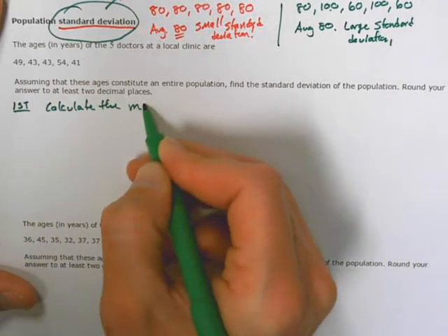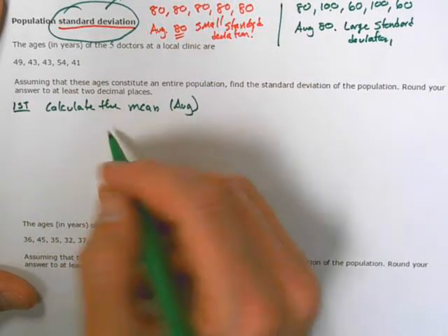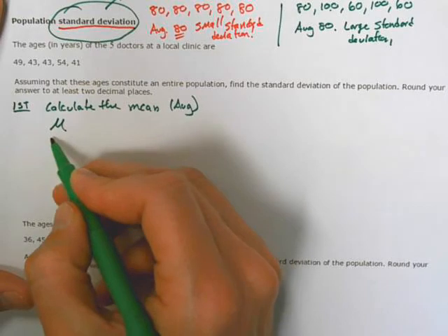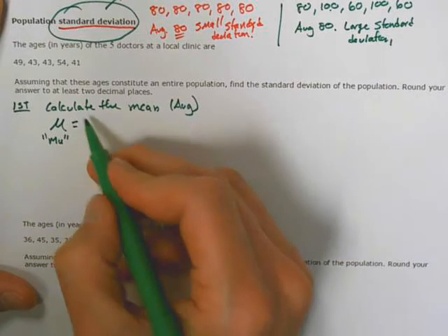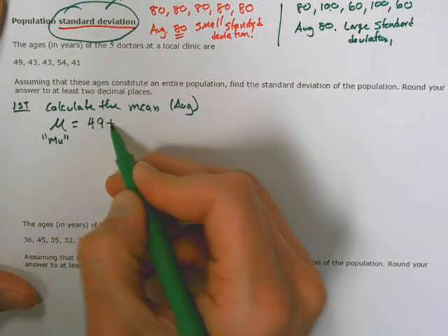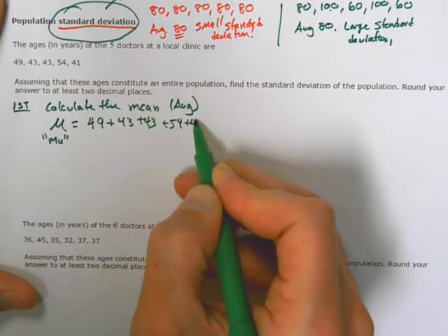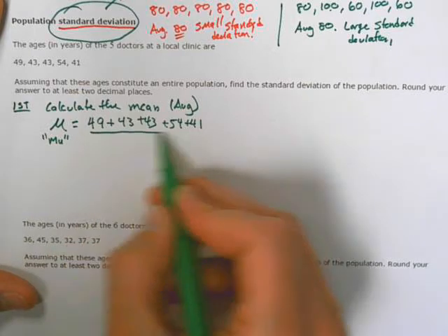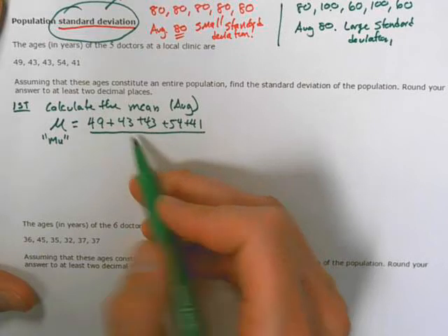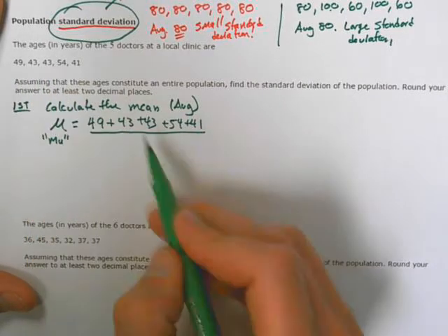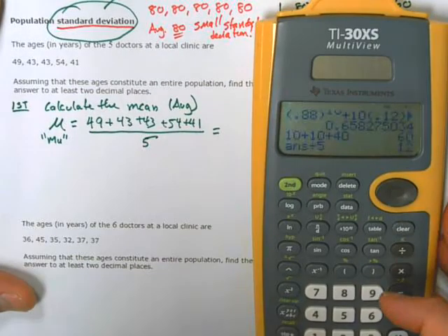Okay, so the first thing that we have to do is calculate the mean, which is basically the average. In statistics we use this Greek symbol mu to be the mean symbol. To do that, it's just add them all up. So we have to do 49 plus 43 plus another 43 plus a 54 plus a 41. Now these ages are all pretty close, so I have a feeling the standard deviation is going to be pretty small. And we're going to divide that by 1, 2, 3, 4, 5, the 5 doctors that there are.